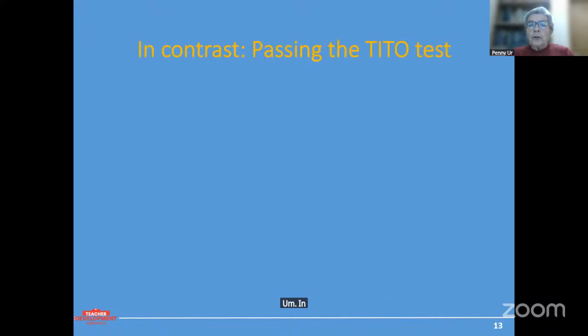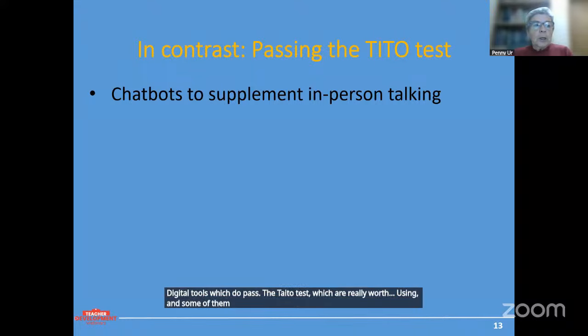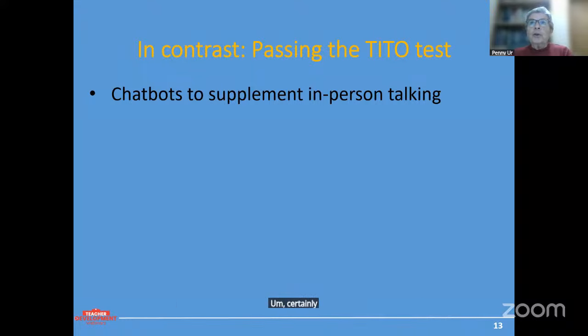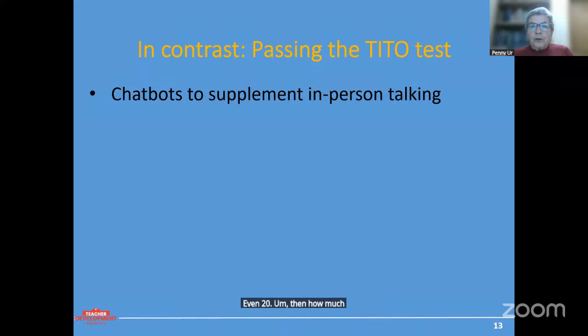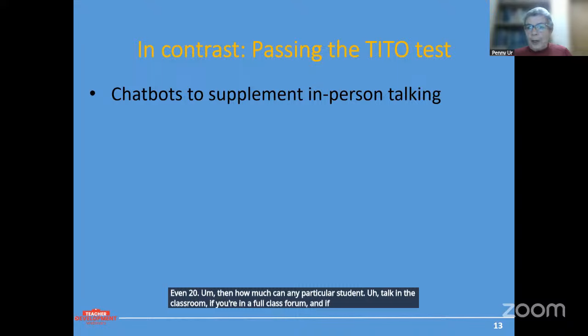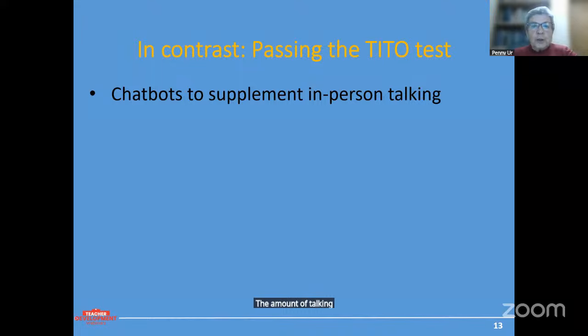In contrast, there are some digital tools which do pass the Taito test, which are really worth using, and some of them you are probably using yourselves. Chatbots, for example. There's only a certain amount of talking a student can do in the classroom. You've got a classroom of 30, 40 students, even 20. How much can any particular student talk? If you're in a full class forum, and if you put them into pairs, they'll talk more. But even so, the amount of talking that any individual student can do in a large classroom is limited.